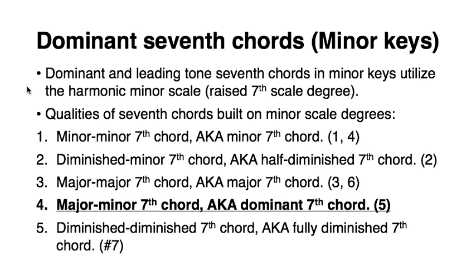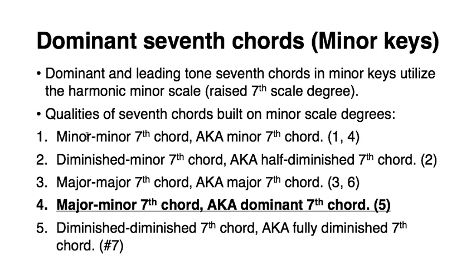When that happens, usually we're looking at a modulation to a relative key, right? So a subtonic seventh chord really happens in a context that is not typically of A minor per se. So when we're building seventh chords on scale degree 5 and 7, we need to use that raised 7th scale degree that comes from the harmonic minor scale. Every other chord doesn't need that, right?